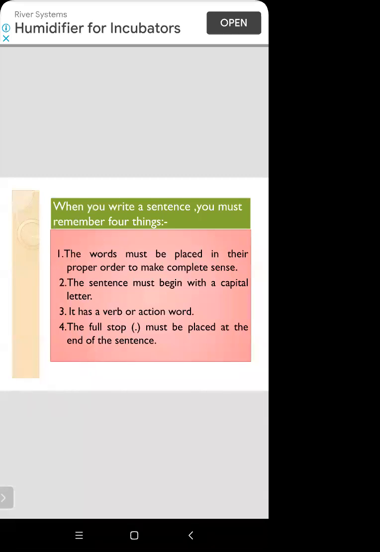So now student, when we write a sentence, you notice that it has a verb. A verb or action word, जो हम काम करते हैं, जो क्रिया होती है, उसको हम क्या बोलते हैं? Action word. So now I am giving you an example. She cooks food. So here cooks is a verb.